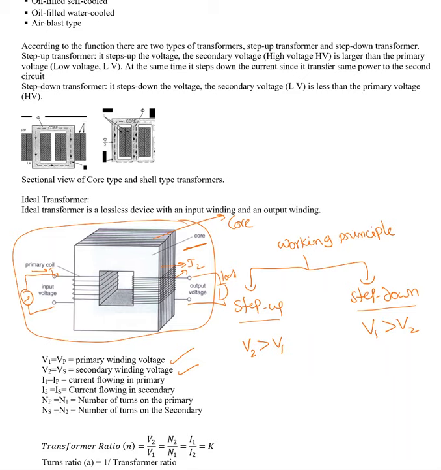I'm going to talk about the ideal transformer. Ideal means assuming there are no losses. Even for the ideal transformer, based on the working principle, we have two types: one is step up, another one is step down. Ideal means whatever power we give on the primary side will end up as the same power on the secondary side. There are no losses.